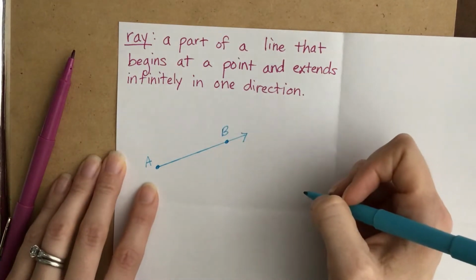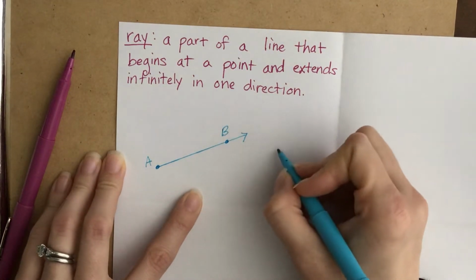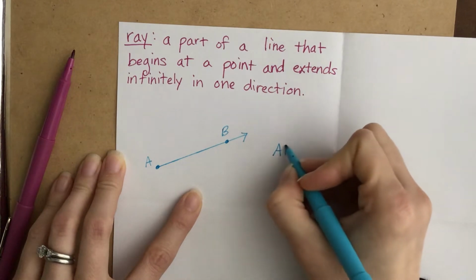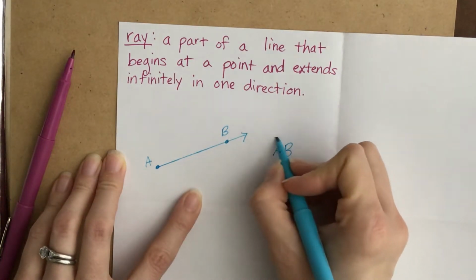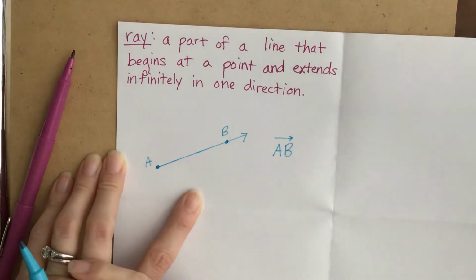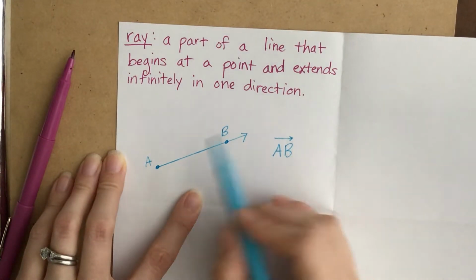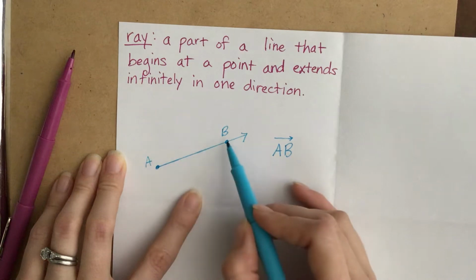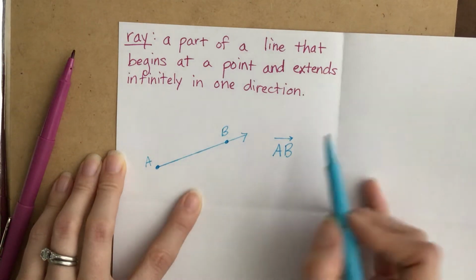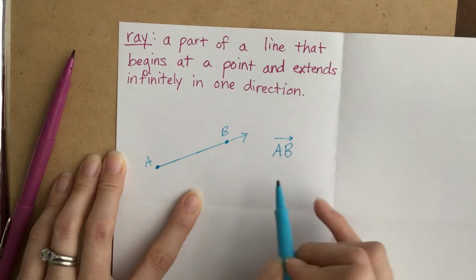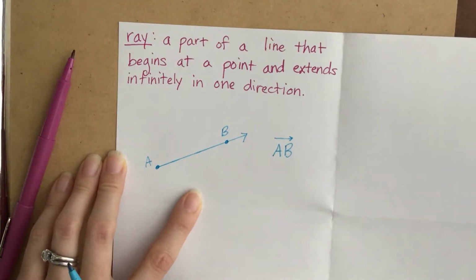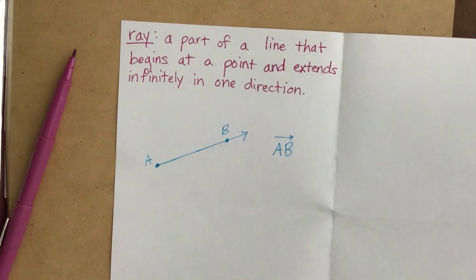Now, if we're going to be talking about this ray, we're going to write it like this. A, B, because those are the 2 points there, and then we're going to put a little arrow above it showing which direction it's going. So the ray goes from A as the endpoint to B and then on infinitely. So we're going to have a ray pointing this way where the B is for our name. So ray is the first term of the day.